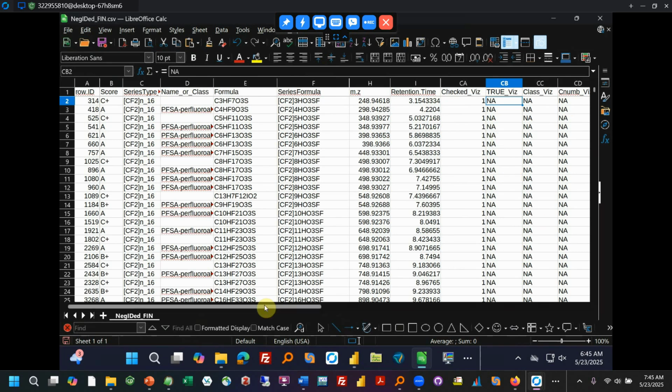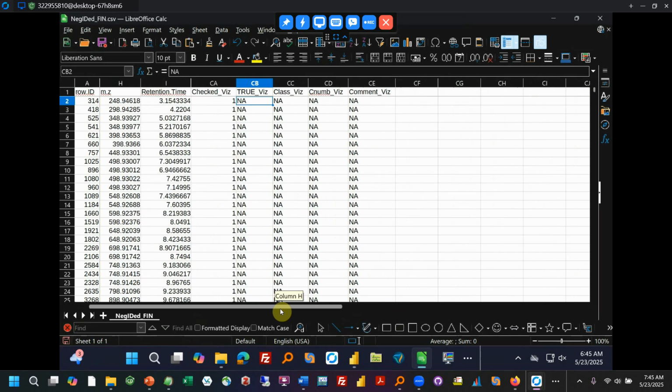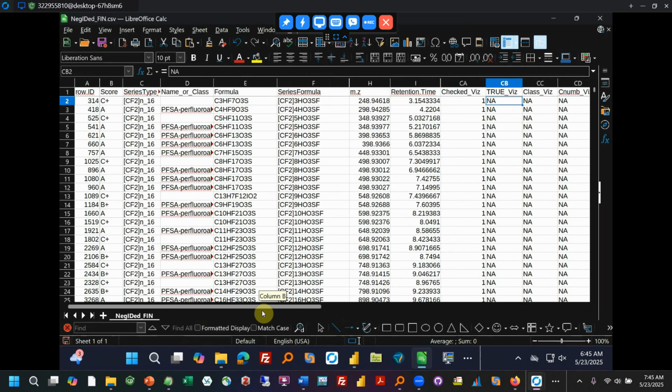And then there's a comment section as well, right? So you can put comments in. So for the true viz, in this case, we know that they were all true. They all followed the nice trend line. Those isomers were real until our C8. And then it was the 7.42 that was incorrect. So I'll put a 0 there. And the rest were true.